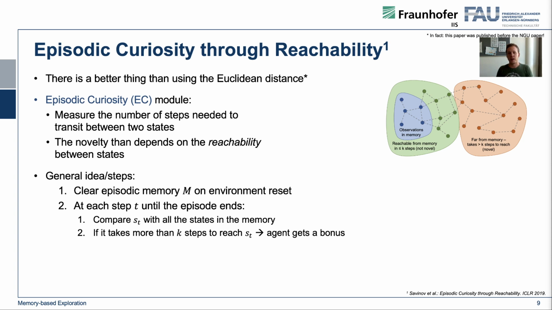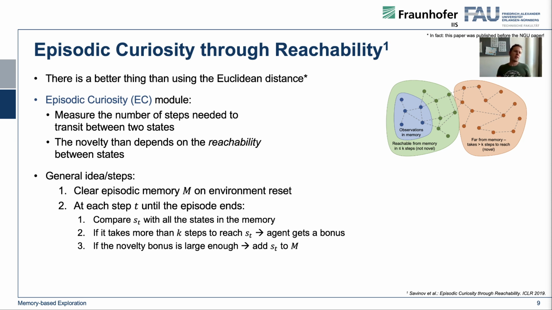So then, if it takes more than k steps to reach the state st from the current elements in the memory, then the agent gets a bonus. And if the bonus is large enough, then we add st to the reachability memory. So this is actually how it works.